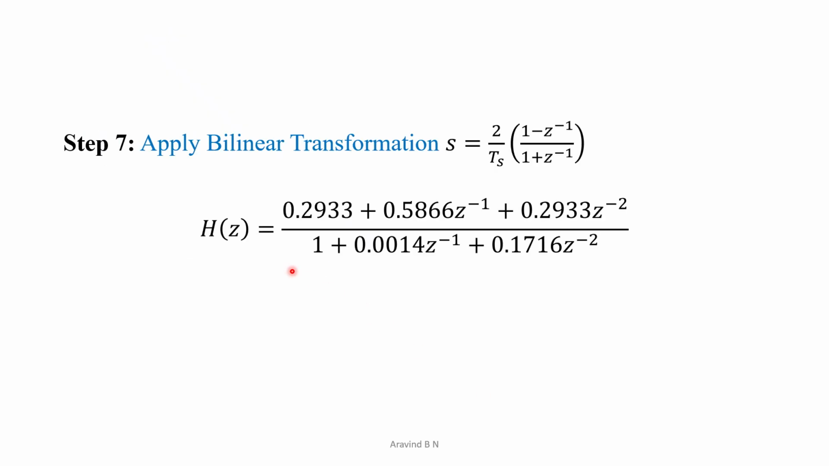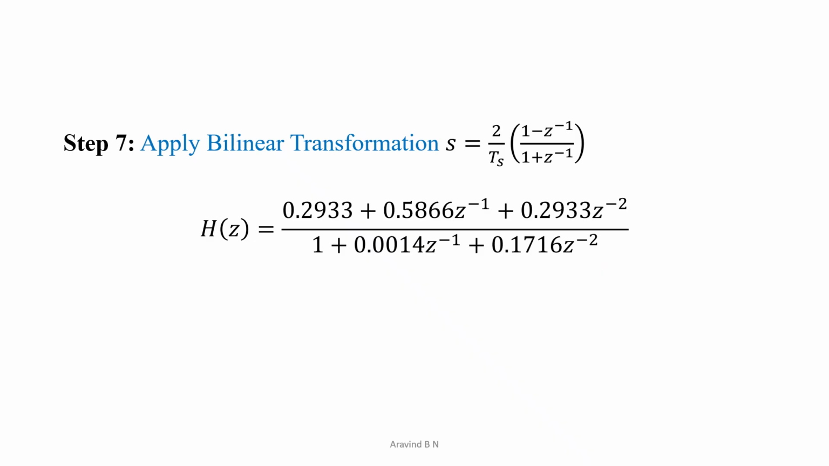Now we need to apply the bilinear transformation in order to convert the analog filter into the digital filter. Now substitute s is equal to 2 by Ts into 1 minus z inverse divided by 1 plus z inverse in the analog filter, that is H of s what we have obtained. By substituting and resolving, we are going to get H of z as this value. So this was the final digital IIR filter we are going to have.